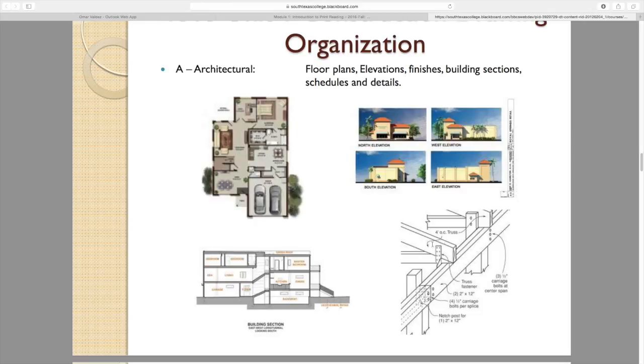And this is a detail. Also, they're going to be in the architectural drawings. You might not see them like this because this is pictorial. They're going to be something like this with a lot of information telling the contractor how to put together a certain member. So they're called details. And those you're going to find in the architectural drawings.